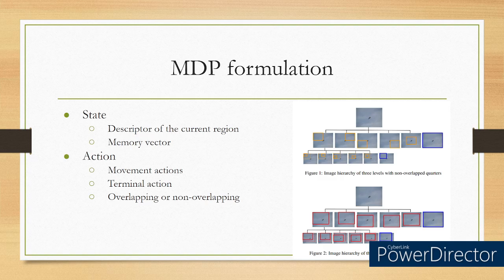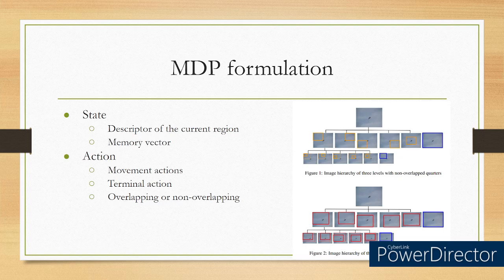in RL design. For action, there are five choices. Distributed across four quarter regions of the box and one central overlapping region. The author provides two approaches, non-overlapping and overlapping, like the figure on the right. Figure 1 is the non-overlapping approach. Figure 2 is the overlapping approach.